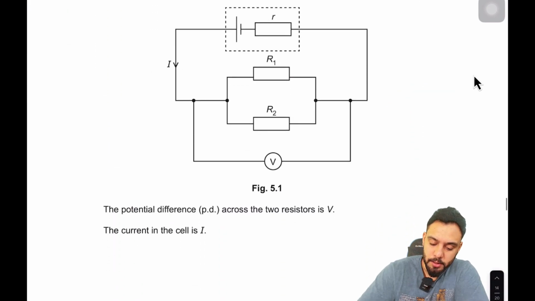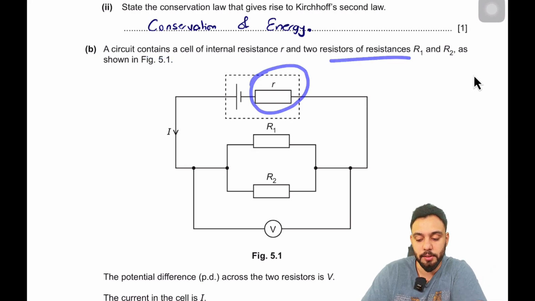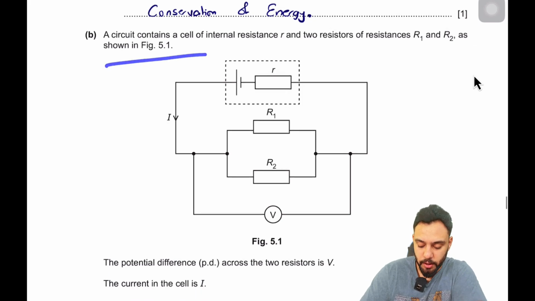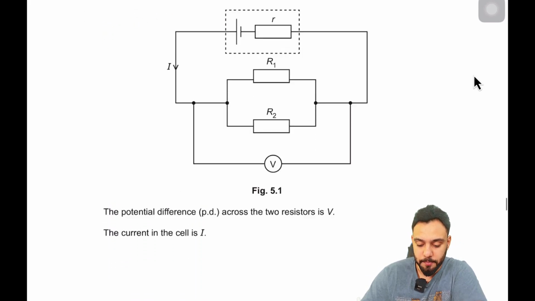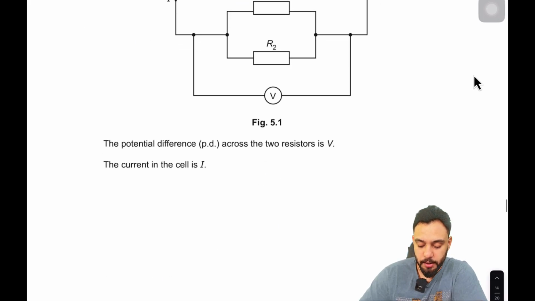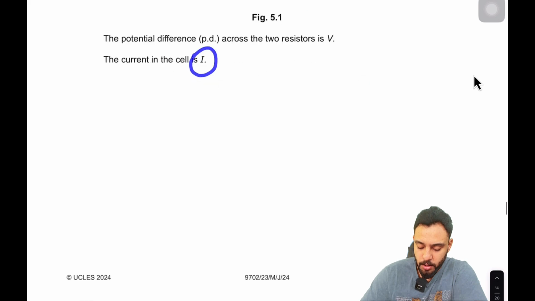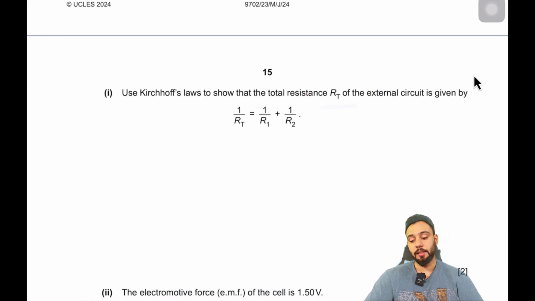A circuit contains a cell of internal resistance r, and two resistors of resistance R1 and R2 as shown in figure 5.1. The potential difference across the two resistors is V. The current in the cell is I. Use Kirchhoff's law to show that the total resistance of the external circuit is given by this equation.